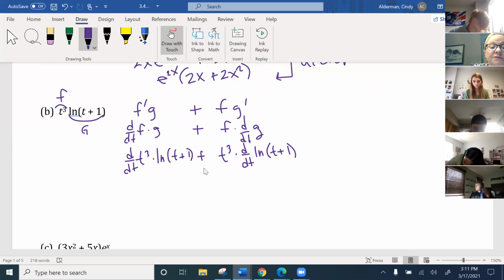Okay, so let's see. The derivative of t cubed, using the power rule, is just 3t squared. Now we're going to leave the natural log of t plus 1 alone, and we're also going to leave t cubed alone. And now we're going to take the derivative of the natural log of t plus 1. Well, we have to use the chain rule here.